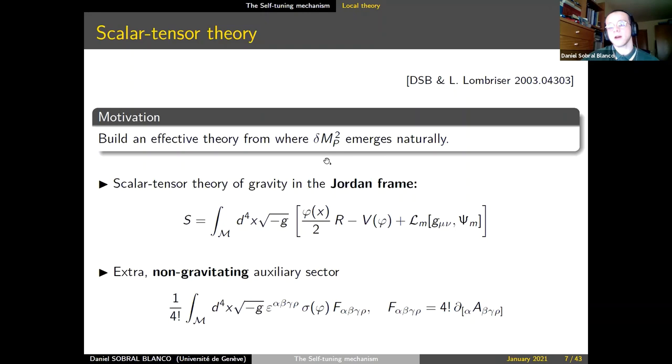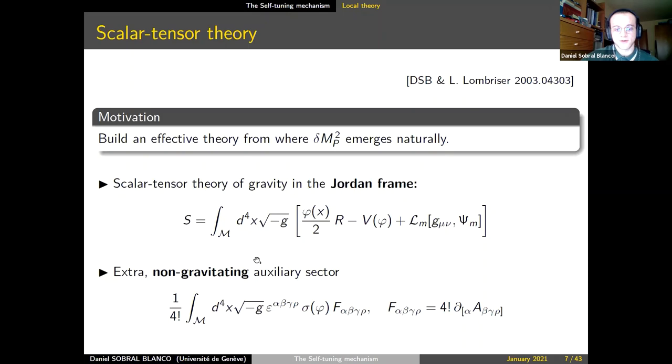gravity in the Jordan frame, where basically the gravitational coupling is a field, phi, and we have an additional term here, which is a potential, which also depends on the field. And this is what will play the role of the cosmological constant. This action here will have a more complicated dynamics than the original Einstein-Hilbert action, but we can simplify the thing and achieve a constant gravitational coupling by adding an extra ingredient to this theory.